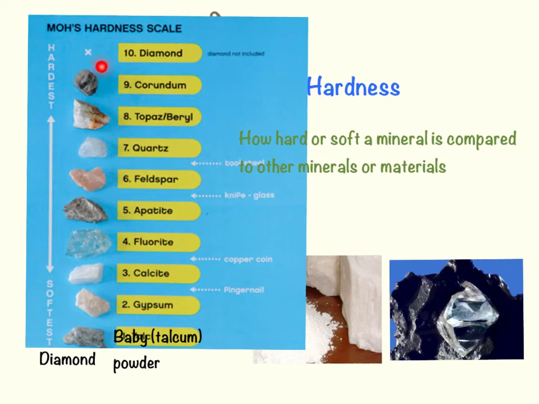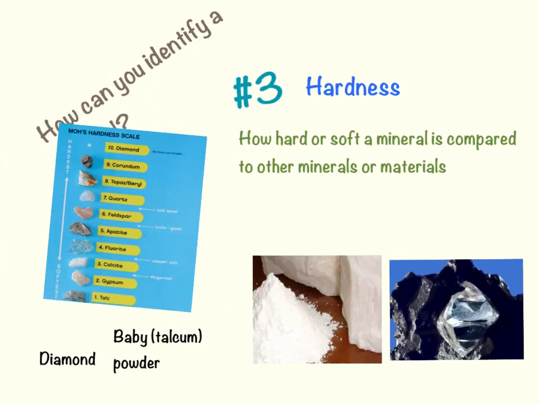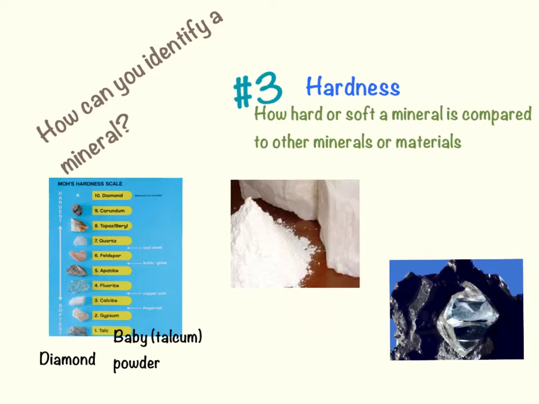So we all know a diamond is very, very hard. It's impossible to scratch a diamond, which is one of the reasons why they put them in wedding rings and jewelry. All the way down to the softest one, which is talc. Talc is probably something you've heard of if you have a young baby in the house, because it is baby powder. So let's look at talc real quick.